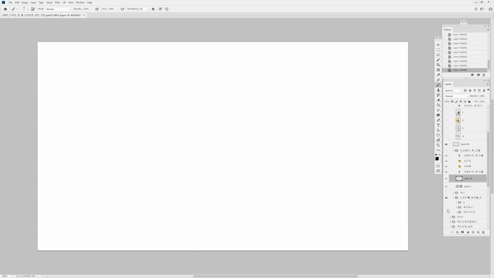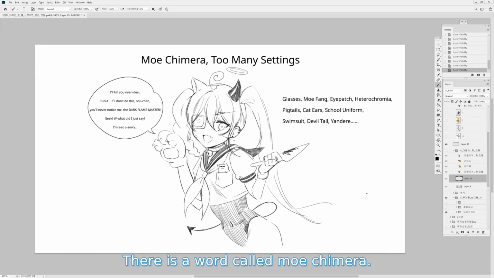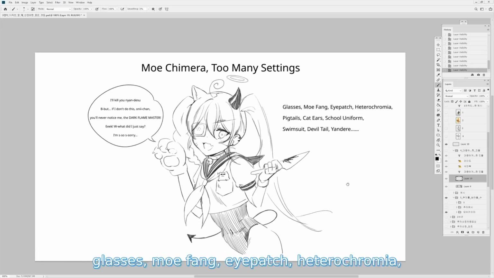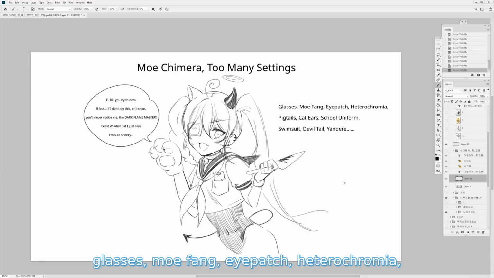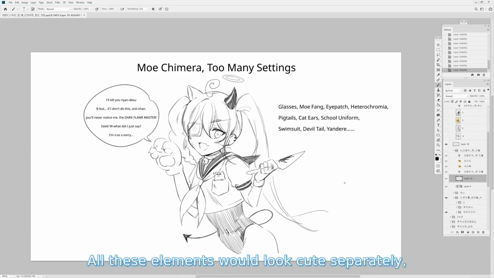Here's what it is. There is a word called Mo Chimera. Glasses, mofang, eye patch, heterochromia, pigtails, cat ears, school uniform, swimsuit, devil tail, and yandere. All these elements would look cute separately, but with all of them together, they don't. We can't tell what this character is at all at first glance.